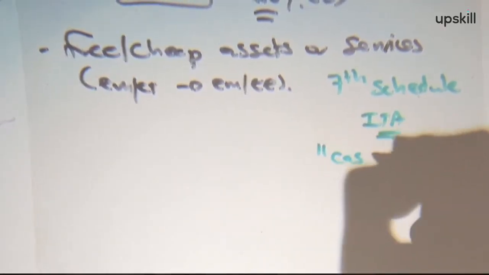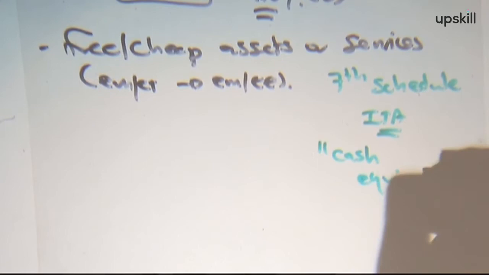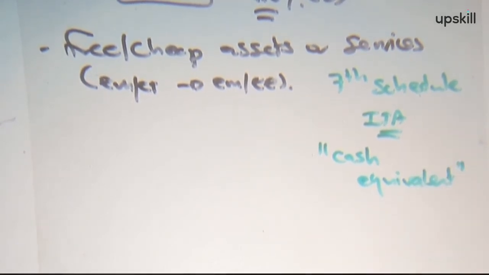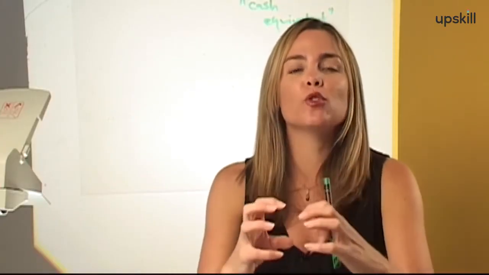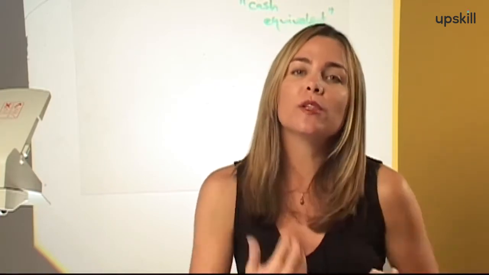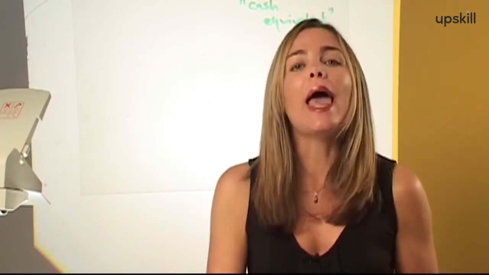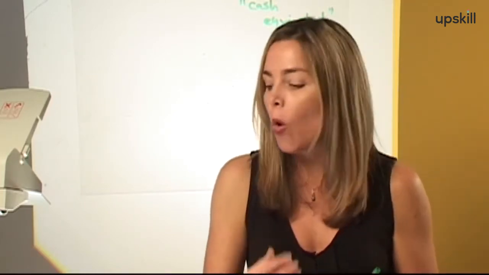So number one, I know that in part I'm going to use the 7th Schedule of the Income Tax Act, because what the 7th Schedule is going to help me to do is calculate something called the cash equivalent. Now, the cash equivalent is the way that the Income Tax Act tells me to create a value, to put an amount on this non-cash award that the employer is giving to the employee, and this non-cash award is in the form of a free or cheap asset or service.